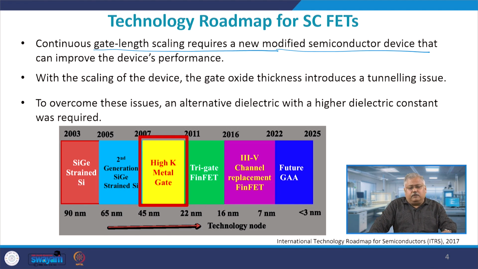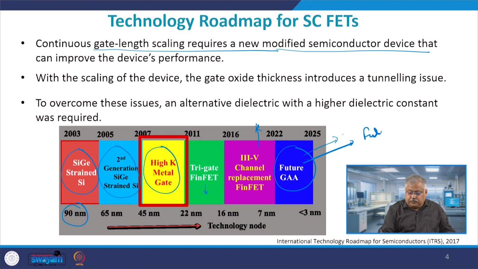If you look at the diagram mentioned below, this is a roadmap which we see: when we were working with the 90 nanometer technology node, we used materials like silicon, germanium, strained silicon. Then at 65 nanometer, second generation silicon, germanium and strained silicon. 45 to 22 is where we introduced high-K dielectric. Then we enter into tri-gate FinFET, and then 3-5 FinFETs, and then future GAA devices. What we will be concentrating on is basically the future GAA devices. We will be having a look at these devices henceforth.